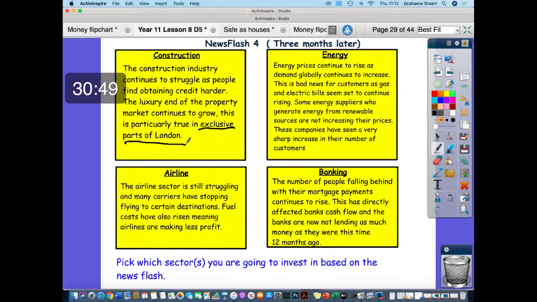Let's look at the airline sector. The airline sector is still struggling, and many carriers have stopped flying to certain destinations. Fuel costs have also risen, meaning airlines are making less profit. Okay, it looks to me like airlines are really struggling at the moment. I'm not going to go there.